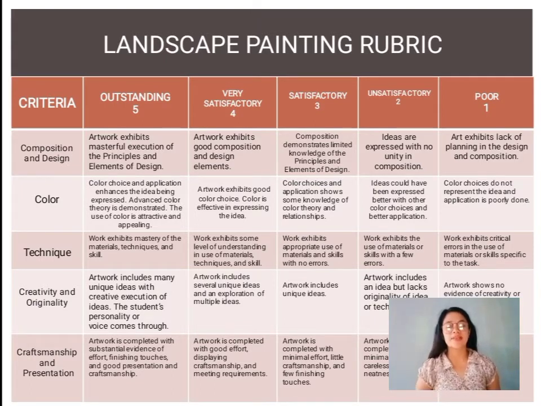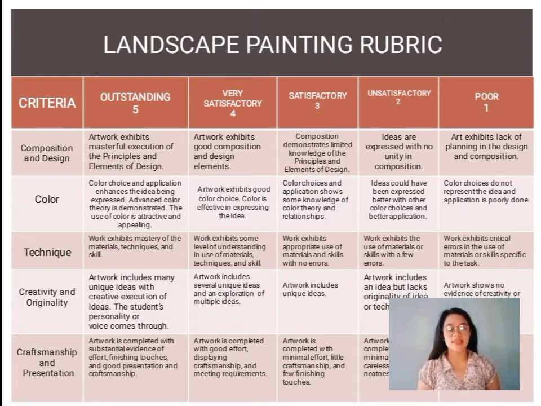My part in this topic is the landscape painting rubric. In this landscape painting rubric, there are 5 criteria: composition and design, color, technique, creativity and originality, craftsmanship, and presentation. There are also 5 rating levels here: outstanding, very satisfactory, satisfactory, unsatisfactory, and poor.